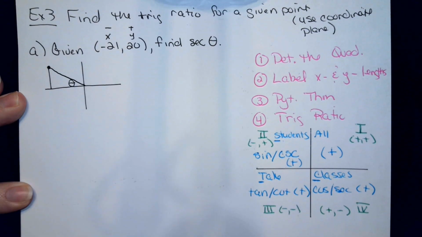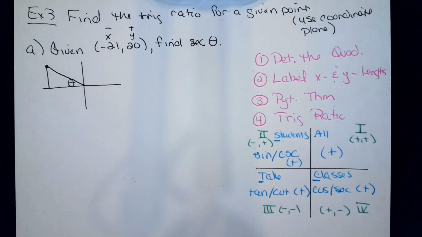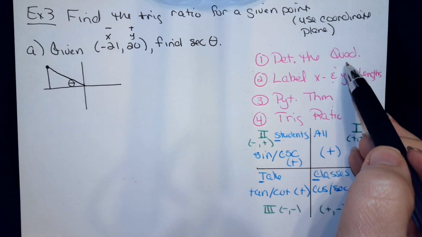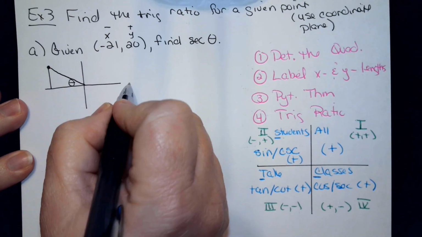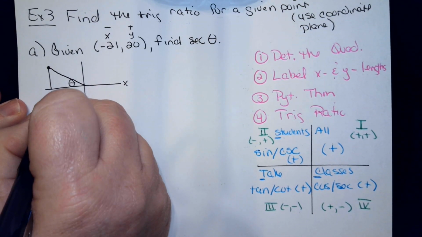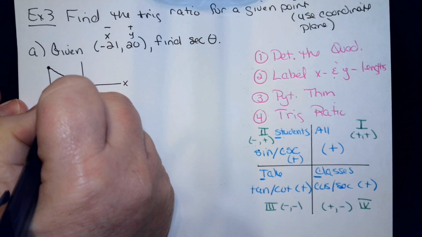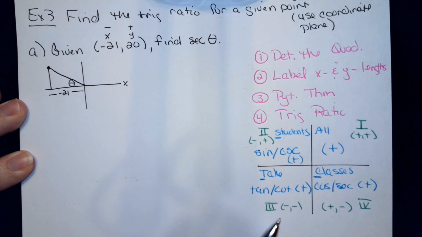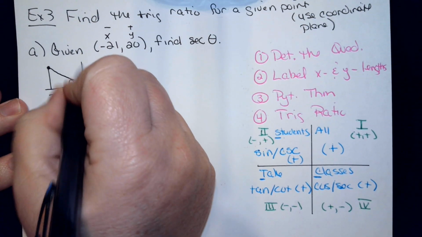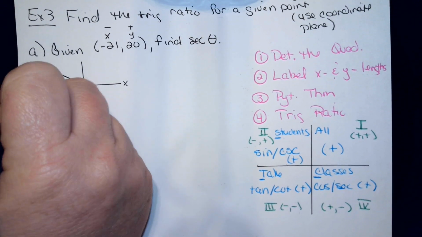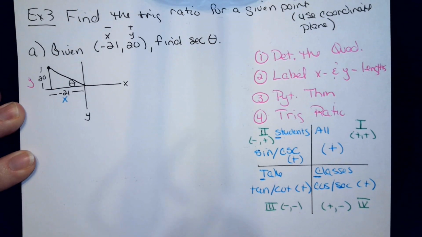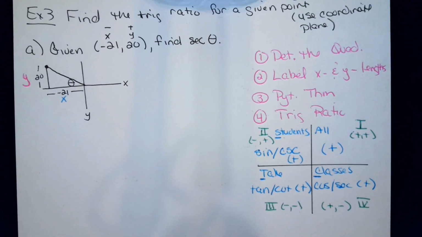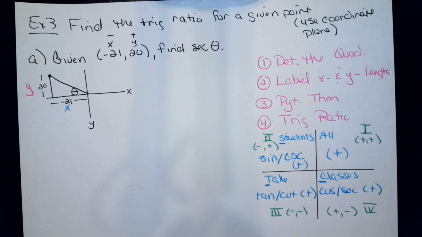Your reference angle serves as theta. So we determine the quadrant, and now we want to label the x and y lengths. This is your x-axis. Your x length is negative 21. So that's your x. And this is our y-axis. Our y is 20. And they are asking us to find the secant of theta.